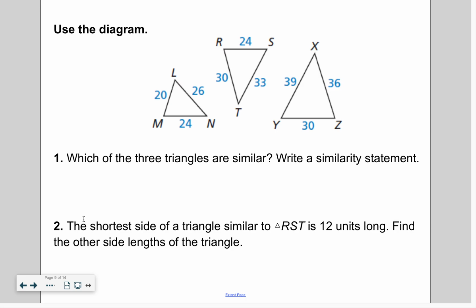There's only 2 that will be similar. Okay, not all 3, so I'll give you that hint. And once you find, you'll be able to do this too. Remember, when you're working this out, you need a scale factor. Please push pause now.